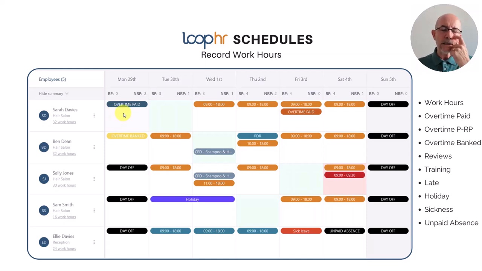So as Loop defines whether somebody is revenue producing by color, just to make it easy for you, I can see that this is overtime paid, but it's non-revenue producing. This is overtime paid and it's revenue producing. We also have overtime banked, and here is your overtime bank. This is non-revenue producing. And then what else do we have? We have reviews. Okay, so your performance development reviews are not managed in the calendar themselves.